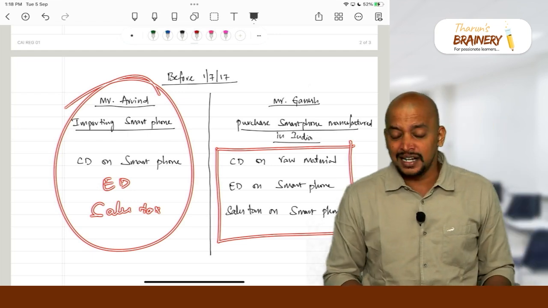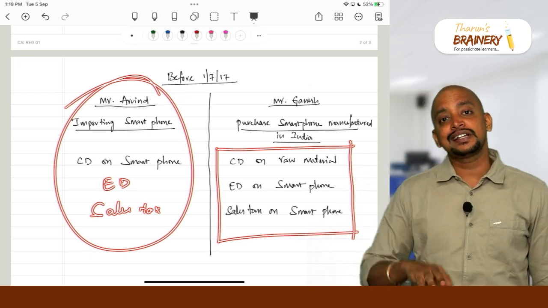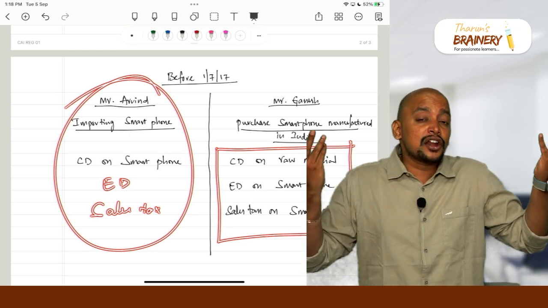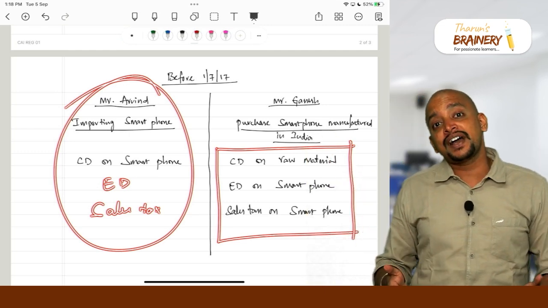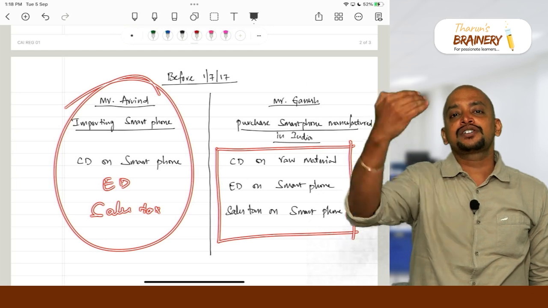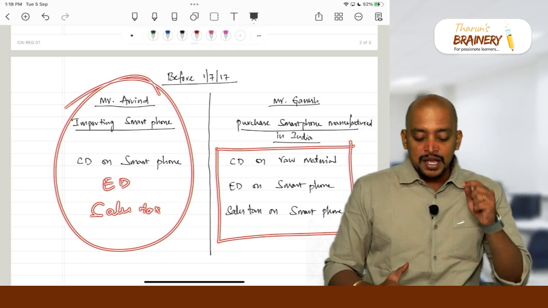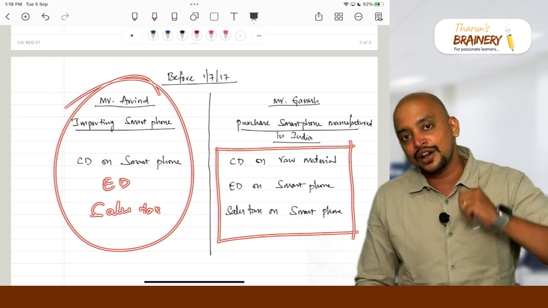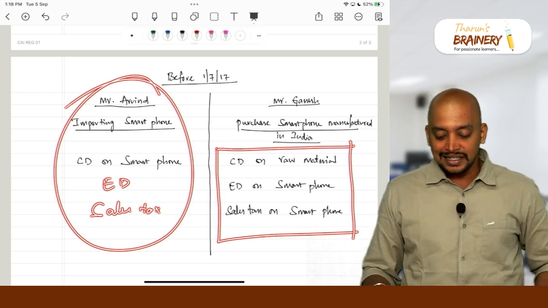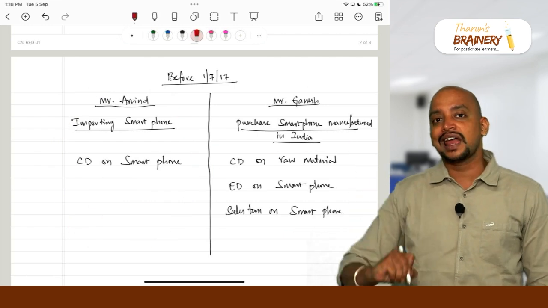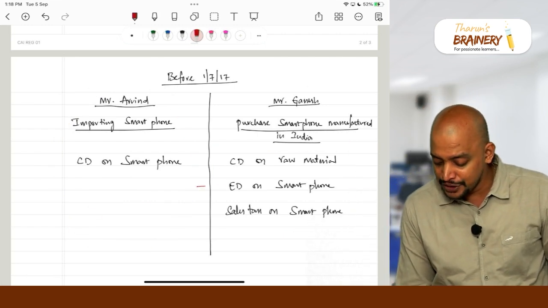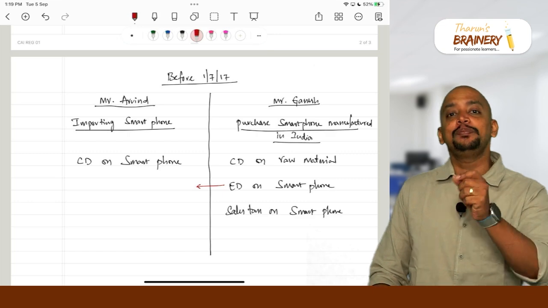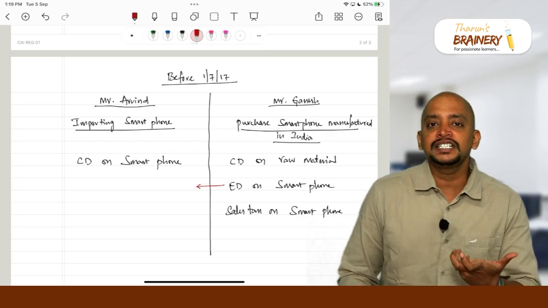So what the government did was levy excise duty and sales tax, but excise duty cannot be levied on goods manufactured outside India. On goods manufactured in India, only excise duty can be levied. But where was this smartphone manufactured? Outside India. So excise duty cannot be levied. So for that, they created a duplicate for this excise duty. They created a duplicate called countervailing duty.